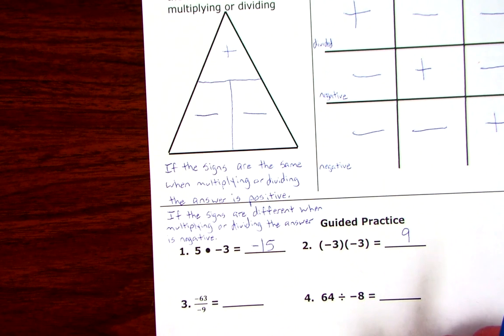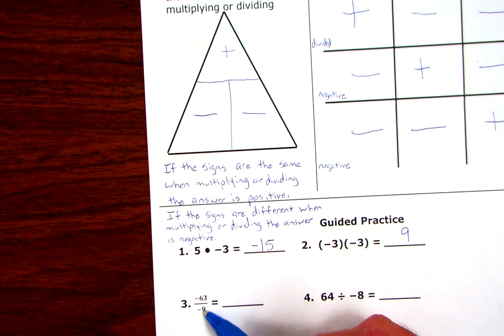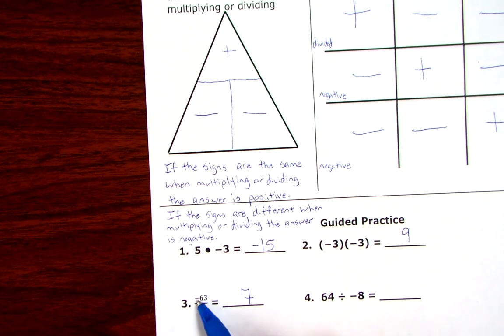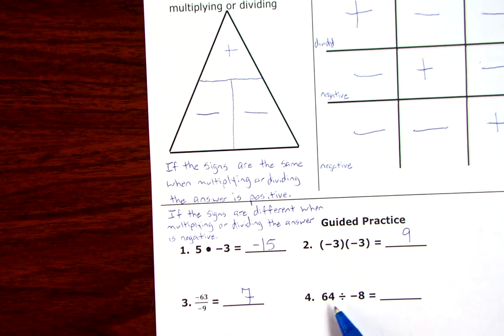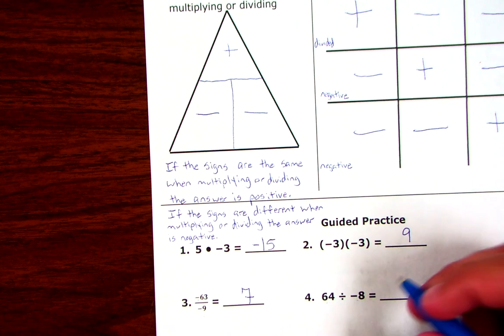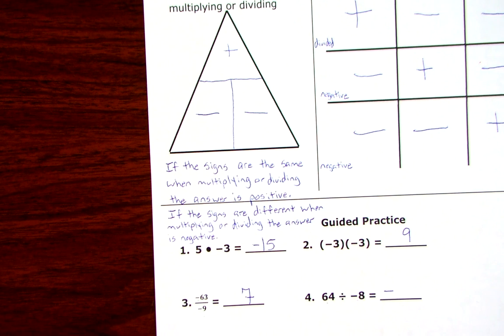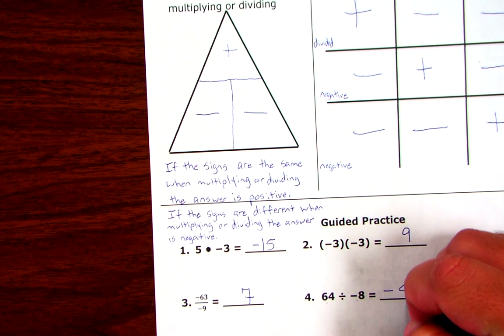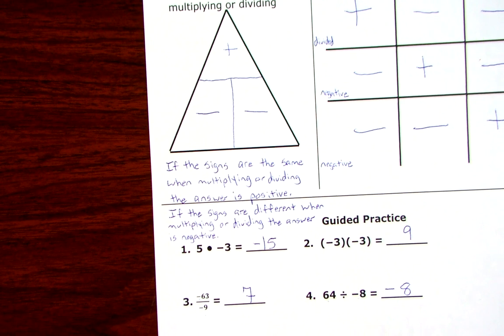Now look on number 3, you're dividing. What is 63 divided by 9? Well, that's 7. Are the signs the same? Yes, they are, so the answer is positive. Done. Look at this one. A positive divided by a negative. Are those signs the same? No, they're not, so the answer is negative. 64 divided by 8 is 8.